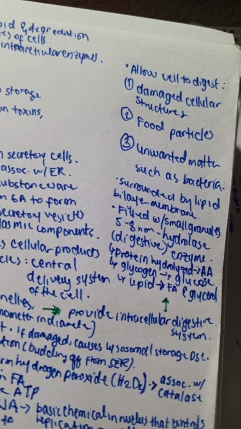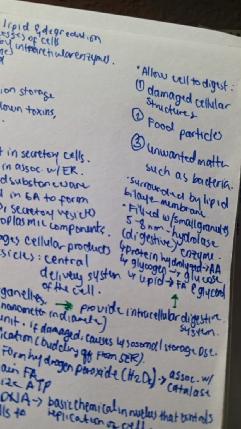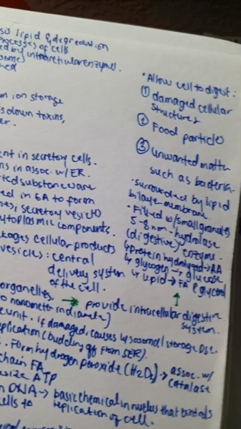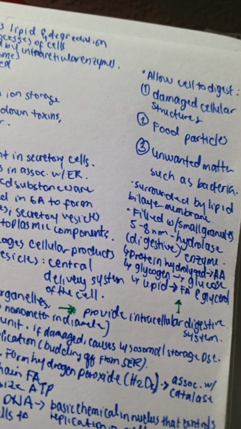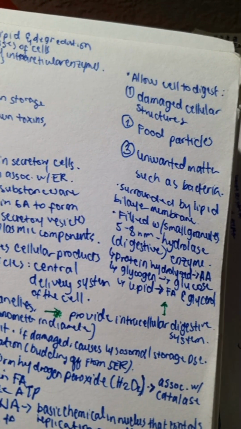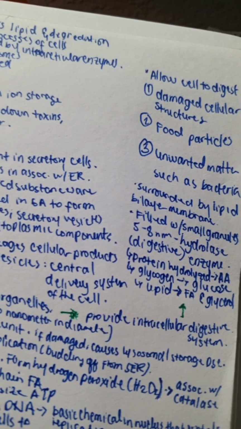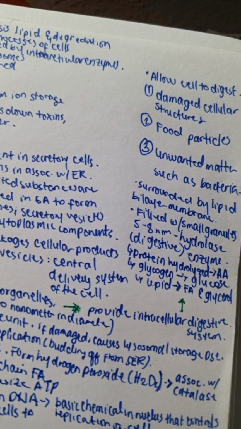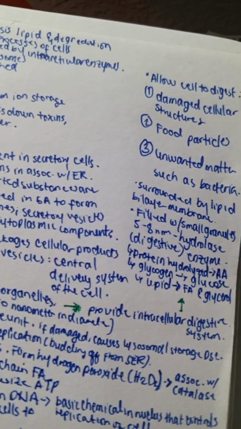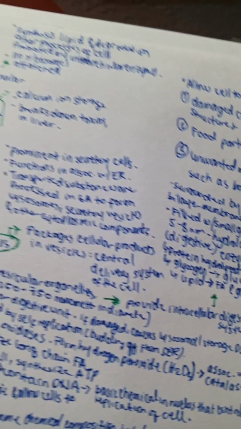The lysosome is surrounded by a lipid bilayer membrane, and it is filled with small granules of 5 to 8 nanometers, hydrolase or digestive enzymes. So hydrolase can be found in the lysosome. It hydrolyzes protein to amino acids, glycogen to glucose, and lipid to fatty acid and glycerol. So that's the function of hydrolase.